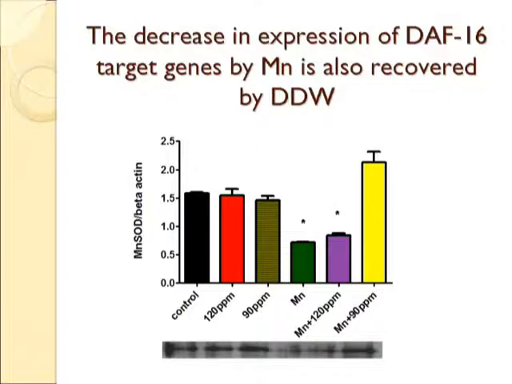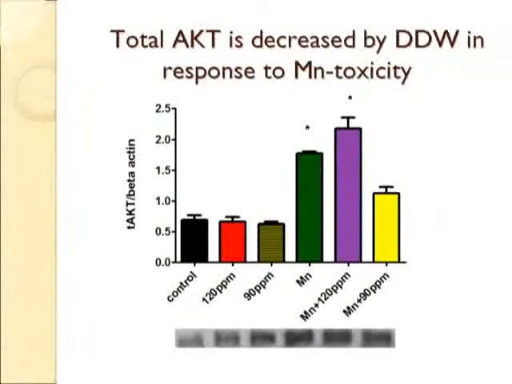So again, we observed this decrease in manganese SOD, which is related to the decrease in DAF16 levels caused by manganese. And we observed that at 90 ppm, DDW was able to restore manganese SOD levels that were depleted by manganese. Looking upstream the pathway, so upstream of DAF16, we look at AKT, the kinase that phosphorylates DAF16, inhibiting its activity. And we observed that manganese also increased the AKT levels, which would cause increasing phosphorylation of DAF16. And again, at 90 ppm, DDW was able to decrease this AKT level significantly. So everything connected to the DAF16 pathway.